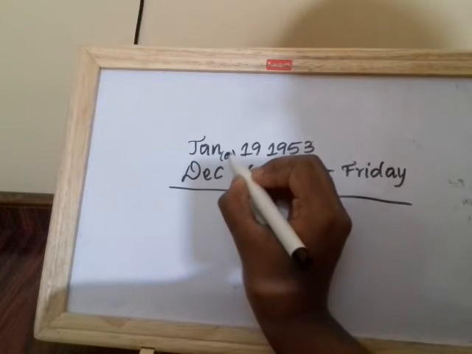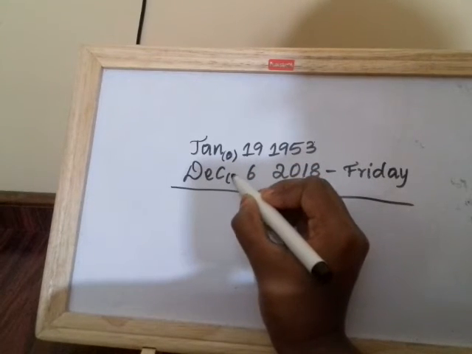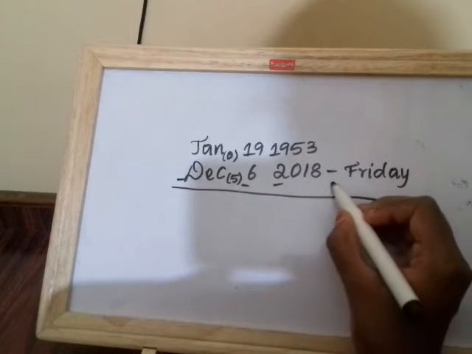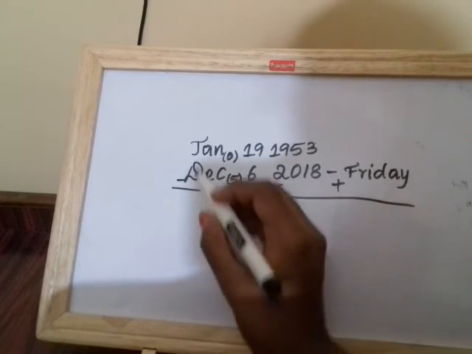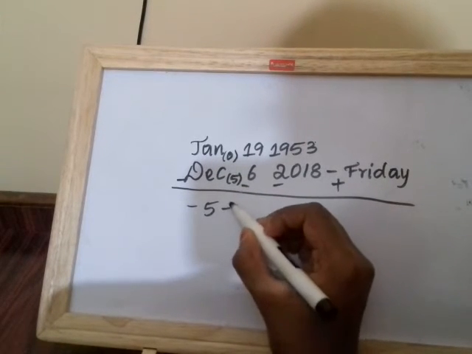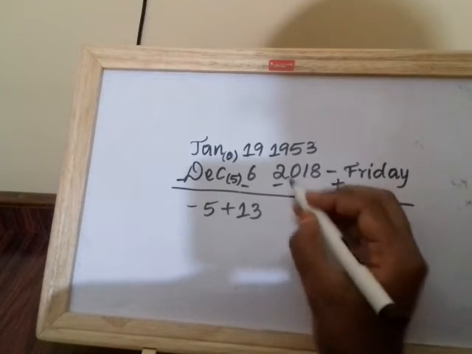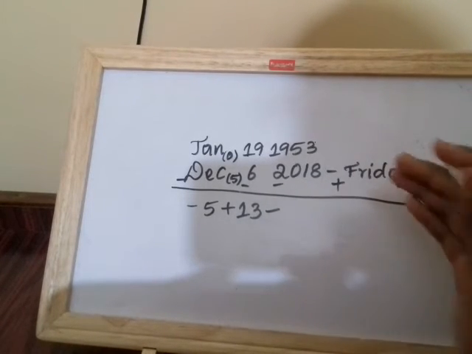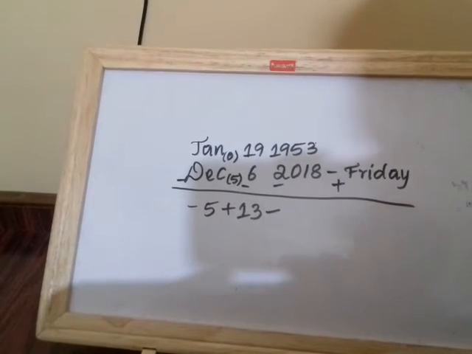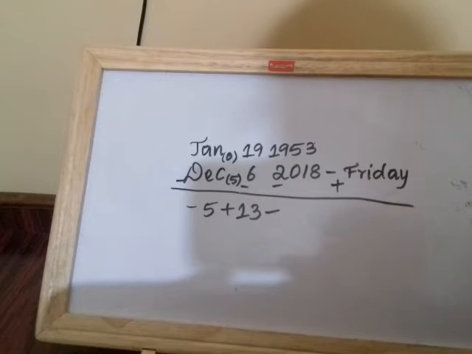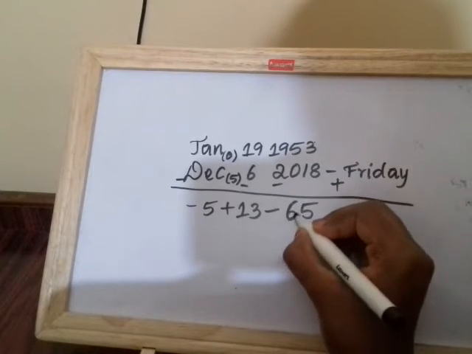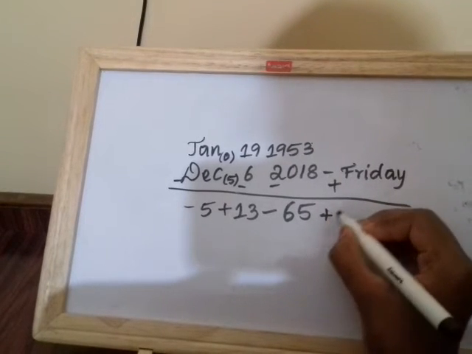Jan month code is 0. December month code is 5. So minus plus. 0 minus 5 is minus 5. 19 minus 6 is plus 13. And here it's minus 47 plus 18 is 65. So plus Friday.